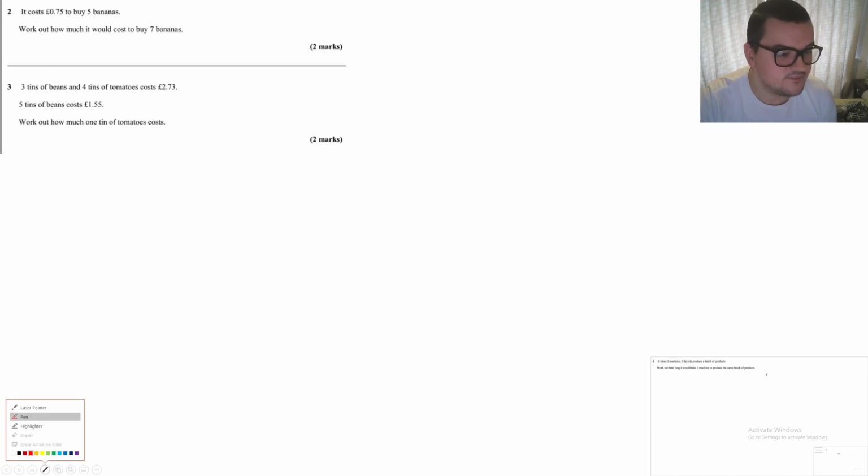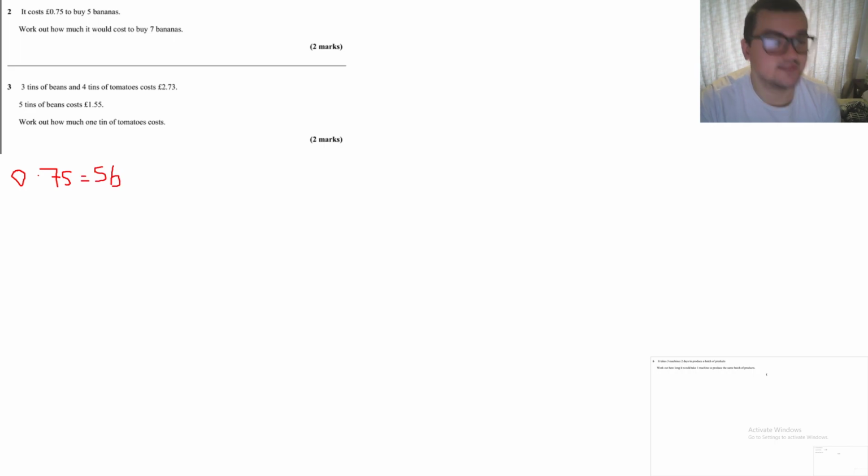It costs 75 pence to buy 5 bananas. How much would it cost to buy 7? So let's go through. It's 75 pence to buy 5 bananas. I'm writing B because, as you know, I can't be bothered to write bananas, and this is how we form algebra, through laziness, which is great. So bananas equals 75 pence divided by 5.